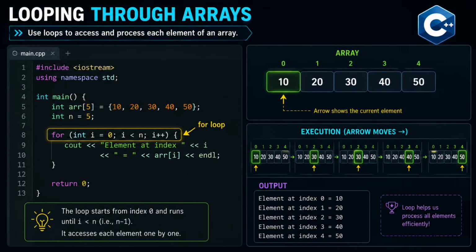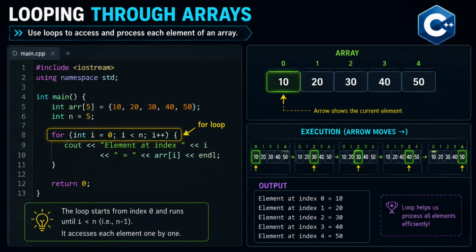For example, if an array stores the numbers 10, 20, 30, 40, and 50, the value 10 is stored at index 0, while 50 is stored at index 4. Accessing any value is quick because you simply use its index. Arrays make programs cleaner, faster, and easier to understand. They are commonly used to store marks, salaries, temperatures, prices, sensor readings, and many other collections of similar data.